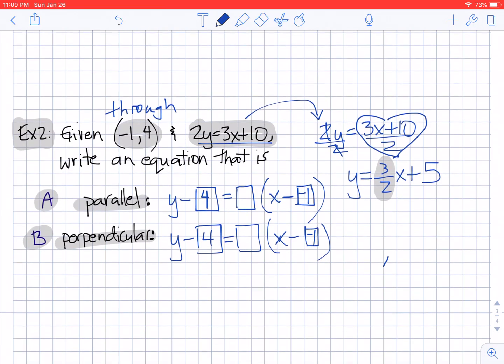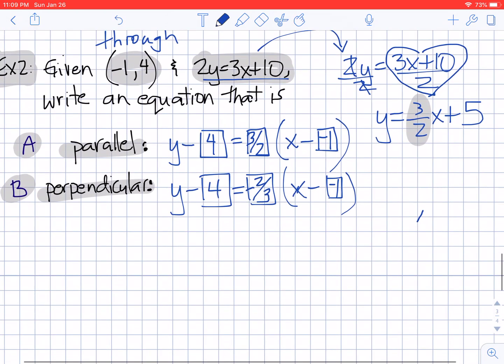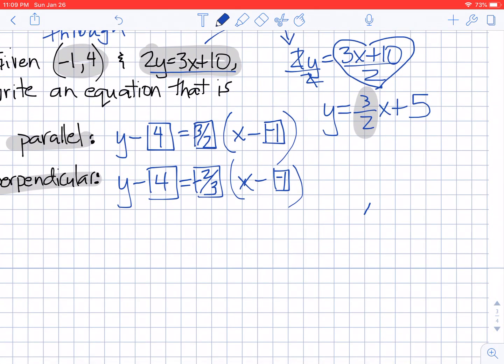Coming over then to my problem, a parallel line will have the same slope. So we'll take the 3 halves and plug it in. A perpendicular line, again, will have the opposite reciprocal, which will be -2 over 3. Last thing we have to do there in each of these cases is to fix the subtract negative problem. I'll fix it on my last equation here. So y minus 4 equals -2/3 x plus 1. And again, the first equation there needs to be fixed as well.